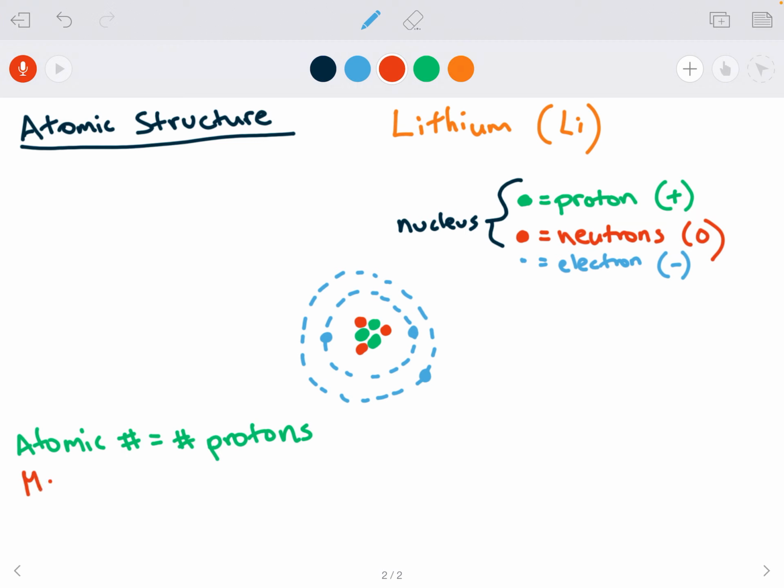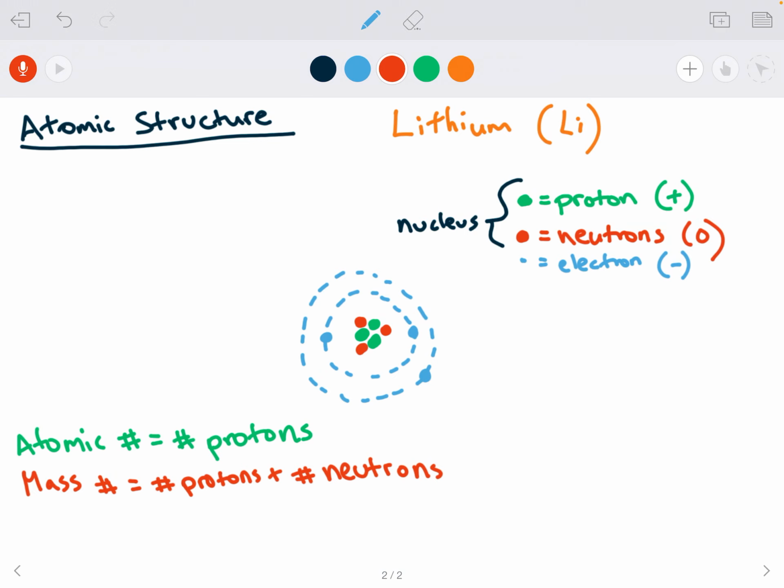Now there's also something called the mass number. And the mass number is equal to the number of protons plus the number of neutrons. In a minute, we'll look at one of the primary reasons we define mass number, because the same element can have different mass numbers. We'll talk about that in a sec.